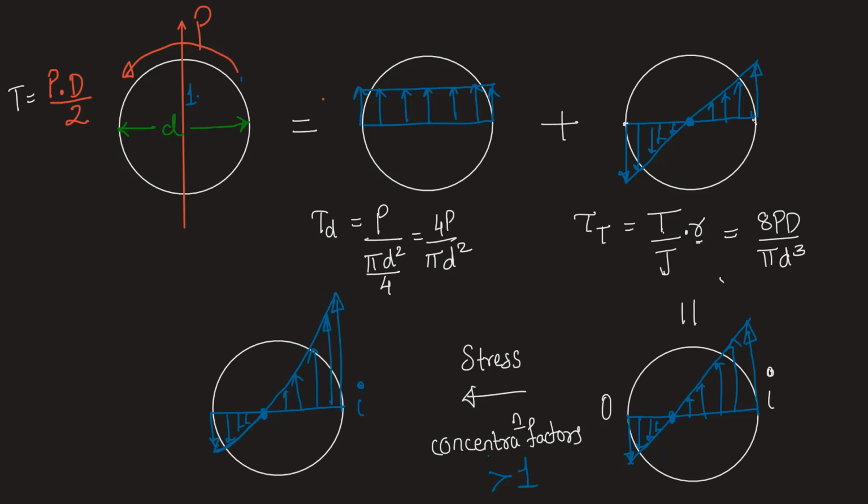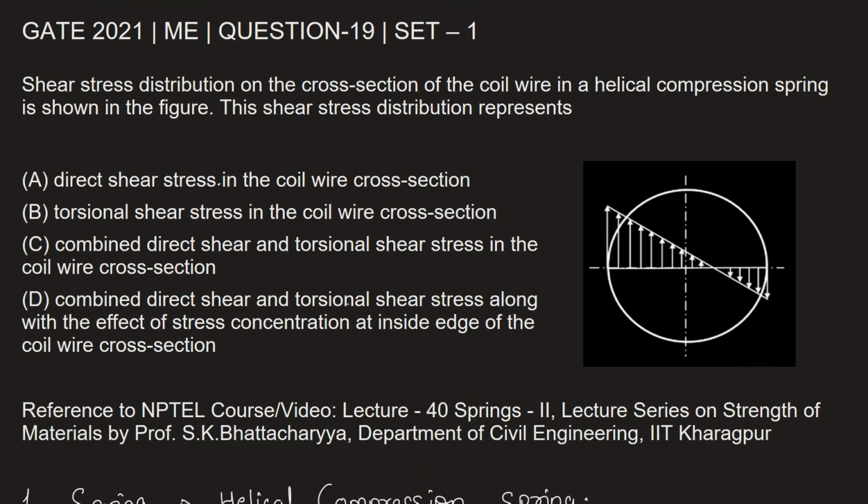But the shear distribution diagram that is given to us is this diagram with a linear distribution, and so our answer is option C. Option A is giving this direct stress alone, option B is giving the torsional shear stress alone, C is giving their combination with a linear distribution, and D is telling us to incorporate the effect of stress concentration factors. So the distribution that is given to us in the diagram in question is corresponding to option C. Hence our answer is option C.